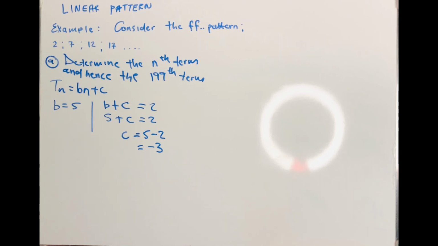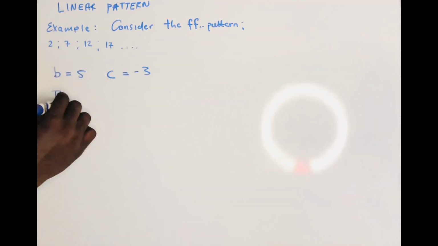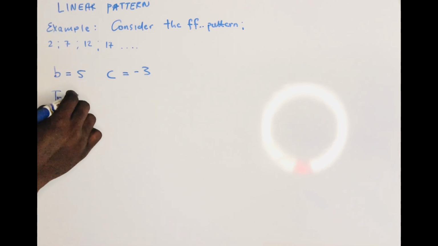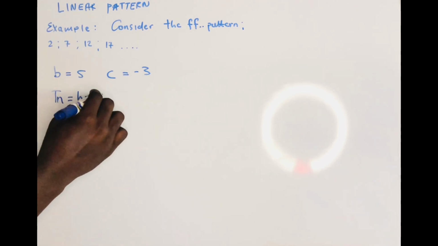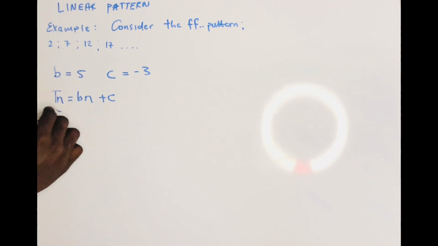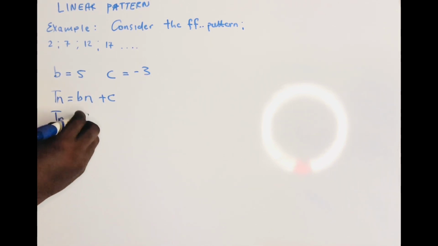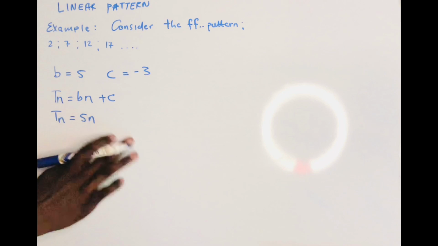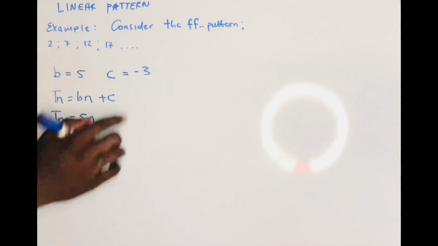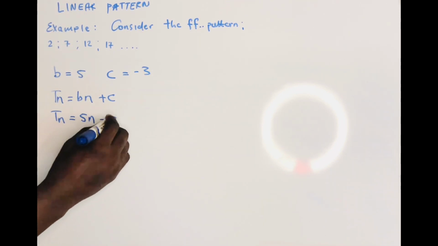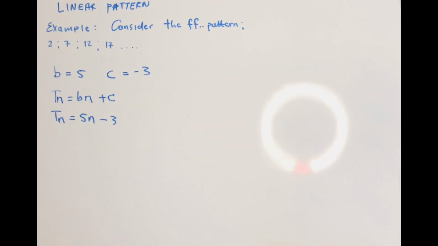Are we clear? And then now we substitute what we have on the general term. So we have Tn is equals to Bn plus C. But now we have the values. We have B. What is B? B is 5. We put 5 here instead of B. Say 5n plus, sorry, we don't put the plus since 3 is negative. We just put minus 3. So we have the general term.